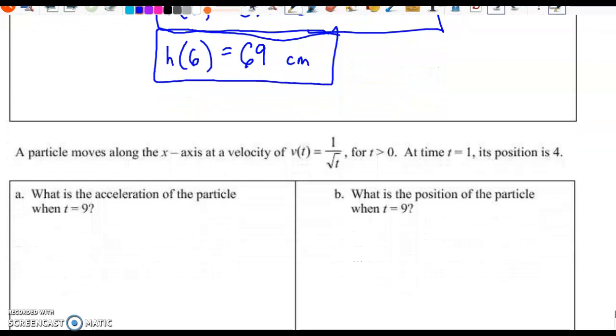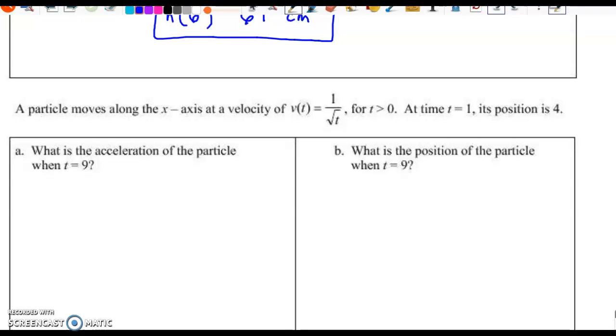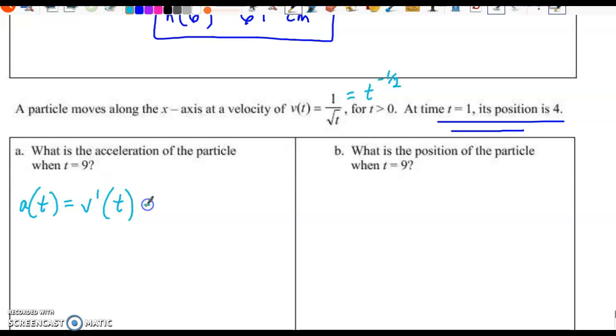And then we have one more problem involving a particle moving with a velocity, and at time t equals 1, its position is 4. So the first part, find out what's the acceleration. Well, the acceleration is still the derivative of velocity. So remember, velocity, this is the same as t to the negative 1/2 power. So acceleration, derivative of velocity. So bring that negative 1/2 in front. Subtract 1 from the exponent.